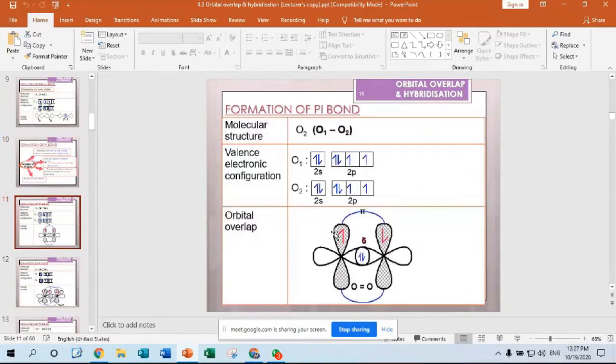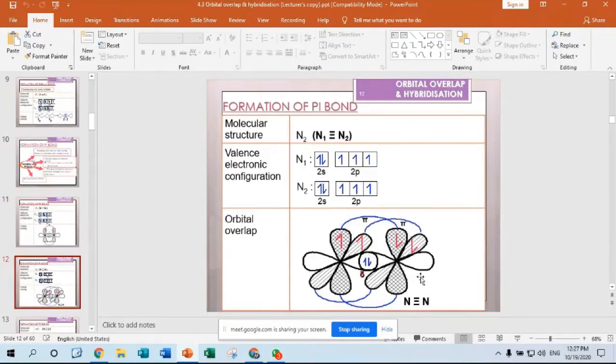Both region, satu atas, satu bawah. Here is sigma bond. Bahagian sini sigma. Bahagian sini pi. Okay. So this is one sigma, one pi. This one sigma, two pi. You check the pi bond must be parallel. Nampak satu kotak, satu palang.